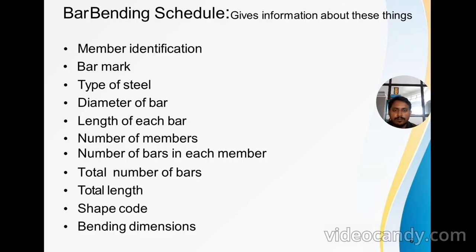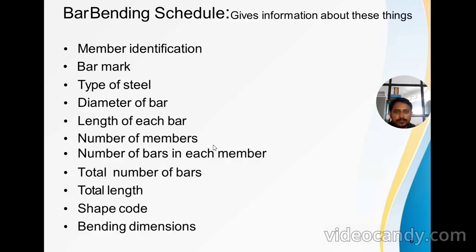So that is given as per IS codes. Generally for slabs, 12 mm steel bars are selected. So how is the length of each bar selected? The length of the steel bar is calculated as the length of the span minus the end bearings.